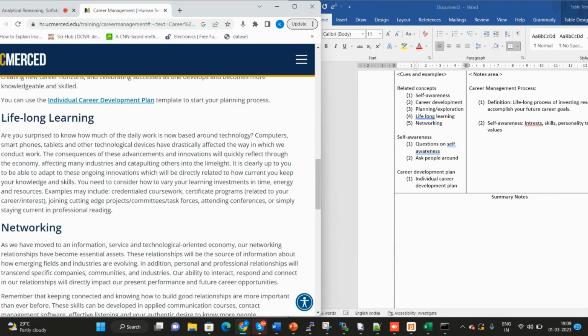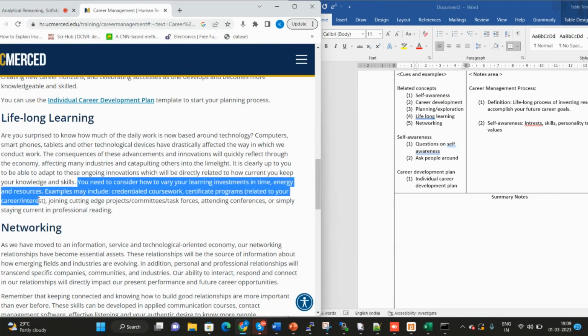You need to consider how to vary your learning investments in time, energy, and resources. Examples may include credentialed coursework, certificate programs, joining cutting-edge projects, attending conferences, or simply staying current in professional reading. Right? So இப்போ லைஃப் லாங் லேர்னிங்ல என்ன சொல்லிருக்காங்கன்னா நம்ம கான்ஸ்டன்டா லேர்ன் பண்ணணும், ரைட்? ஸோ அதுல ஒரே ஒரு ஹைலைட் பாயிண்ட் என்னன்னா டைம், எனர்ஜி அண்ட் ரிசோர்ஸை வச்சு நம்மளோட லேர்னிங்கை வந்து we have to plan.